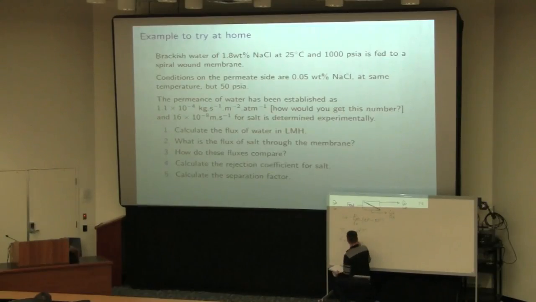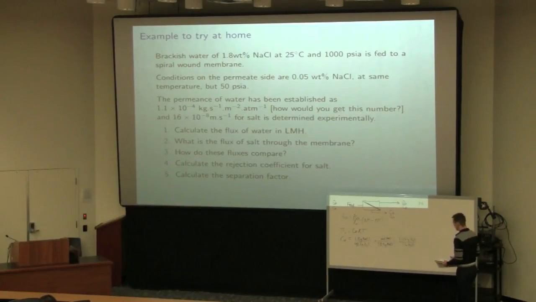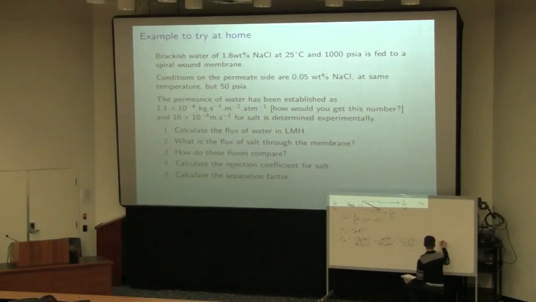We can do that by saying it's 1.8 grams NaCl divided by 98.2 grams of water, divided by the molar mass of salt, 58.5 grams per mole. Then we've got water in the denominator, which we want in terms of mass, so that's 1,000 grams of water per liter. So the molar concentration in the feed is 0.313 moles of NaCl per liter. So simply converting a weight percent to a molar concentration.